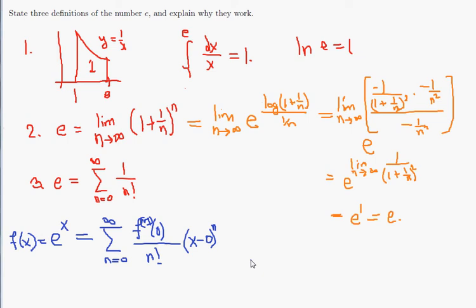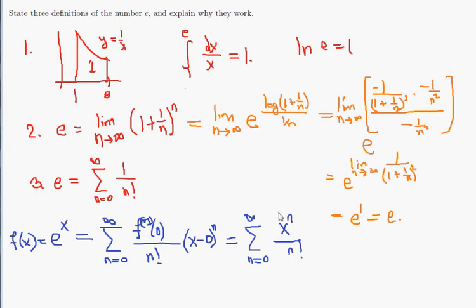Because e to the x is an analytic function, e to the x is equal to its power series expansion. Now the derivative of e to the x is e to the x. If I plug in 0, I get 1. So no matter how many derivatives I take, the derivative of e to the x is e to the x. Plug in 0, you get 1. And so this simplifies as summation n equals 0 to infinity of x to the n over n factorial.